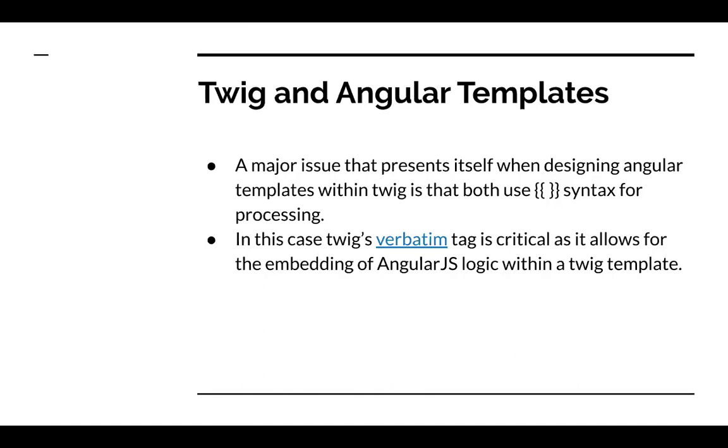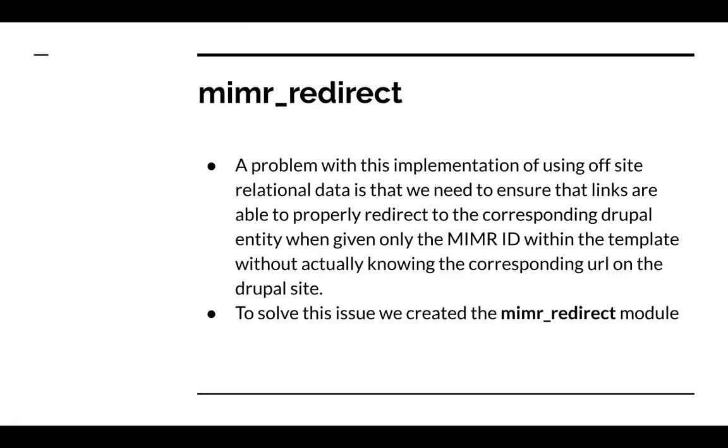Now that we've made these blocks and they're placed on this site, the next question becomes, how do we actually redirect to related information? The big problem with this implementation is that we have a lot of offsite relational data, but we need to ensure that links are able to properly redirect to the corresponding Drupal URL when only given an external MIMR ID within the template. Because of that, we don't actually know what the URL on the Drupal site is. So what we created was the MIMR redirect module.